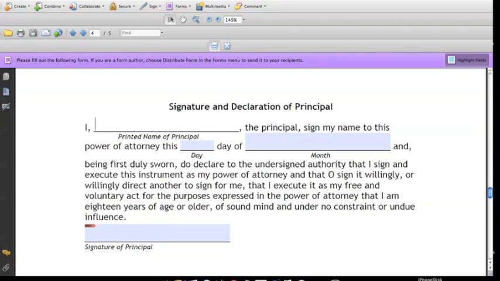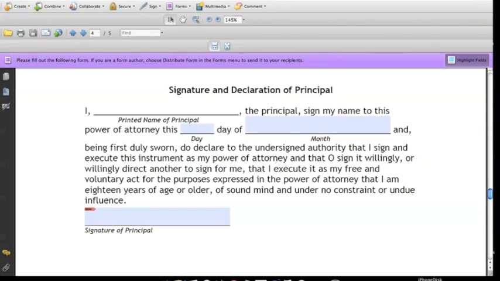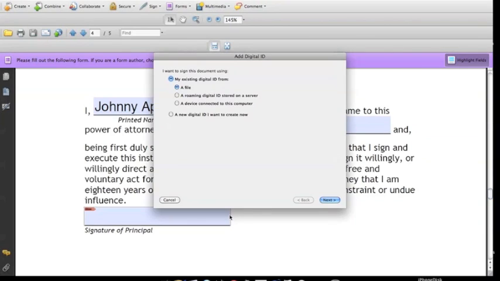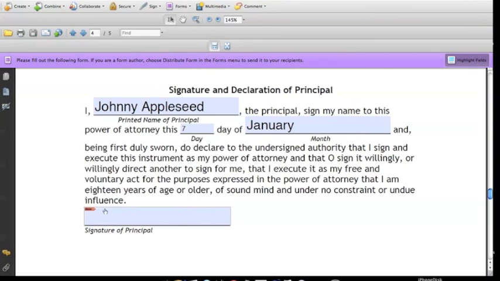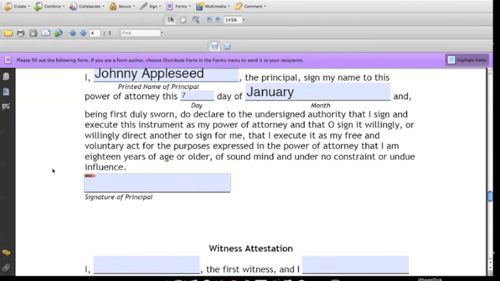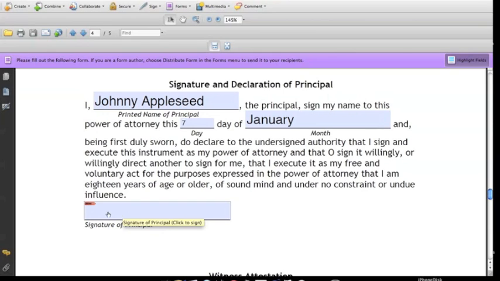And this again is just for Johnny Appleseed to understand exactly the agreement that he's signing. So you would just write your name, the 7th day, January. Some people do electronic signatures, but I would suggest that you print this out and sign it.